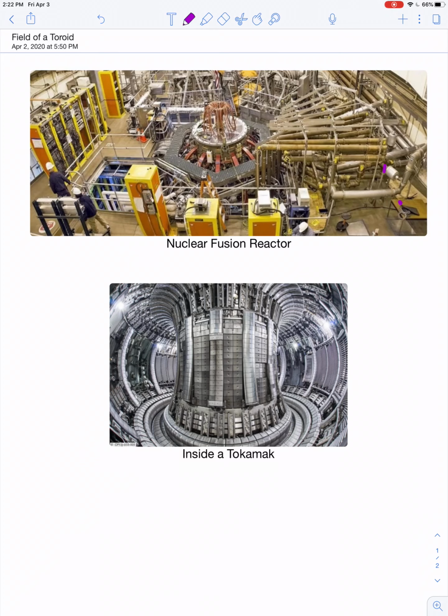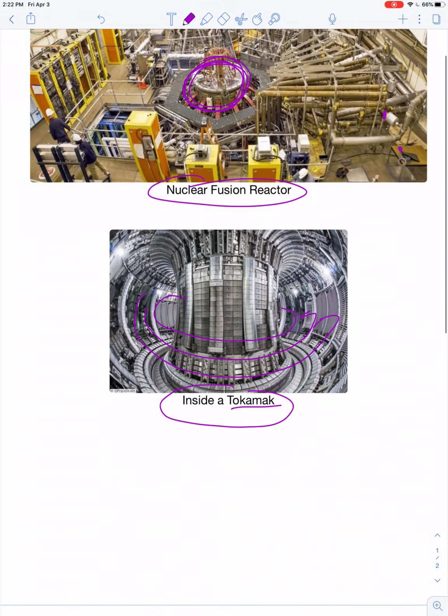At the top of the screen is a picture of a nuclear fusion reactor, and nuclear fusion reactors use large toroids as a method for containing a strong uniform magnetic field. They often refer to these as a Tokamak reactor, and here's a view inside of the central portion of the reactor. It's a large toroid, and magnetic field lines travel around the toroid and are contained entirely within this ring.